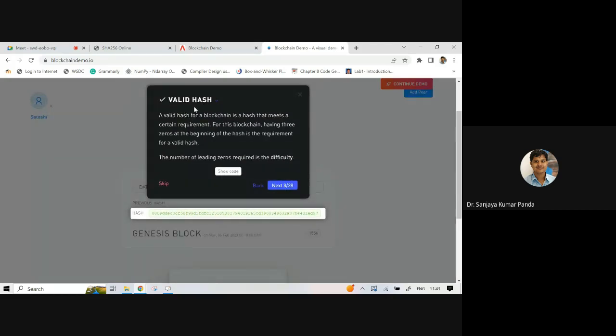Now, what do you mean by valid hash? A valid hash for a blockchain is a hash that meets a certain requirement. So for this blockchain, having 3 zeros at the beginning, here you can see 3 zeros. In some cases, we have also seen 4 zeros. So 3 zeros at the beginning of the hash is the requirement for a valid hash.